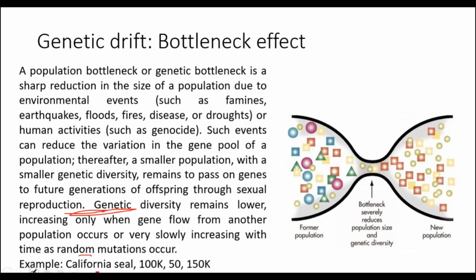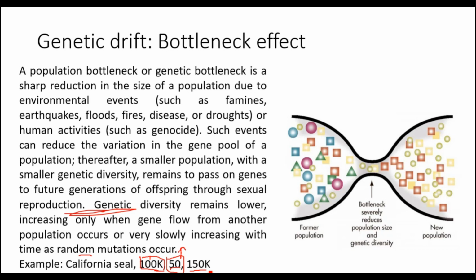Over here, I gave the example of the Californian seal. Initially, its population was 100K, but due to developmental and human activities on the seashore, their population reduced to only 50. In 1800, it was 100K. Within this span of, I think, 60 to 70 years, the population reduced to 50. When humans saw that the Californian seal population was reducing, they started conserving those seals, and nowadays the population is almost 150K.